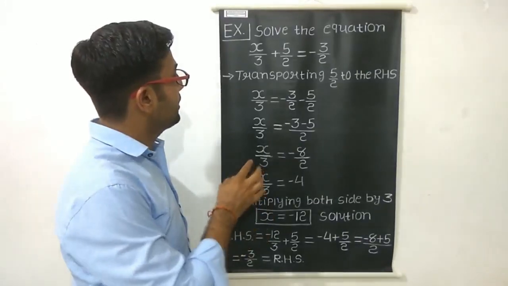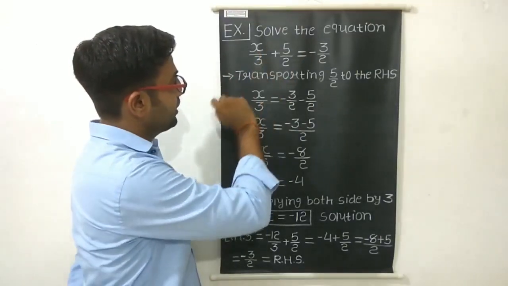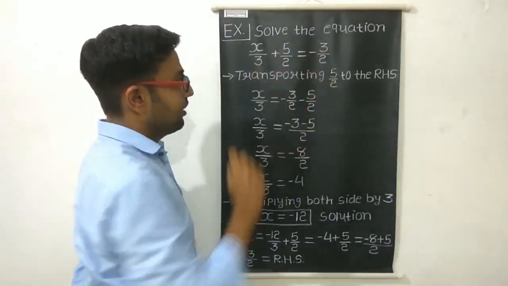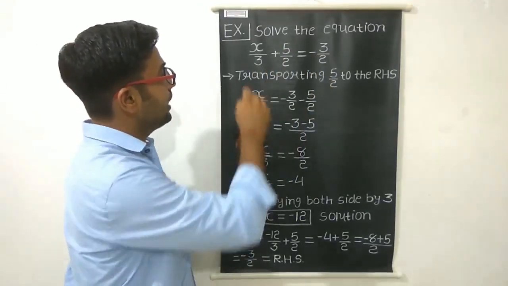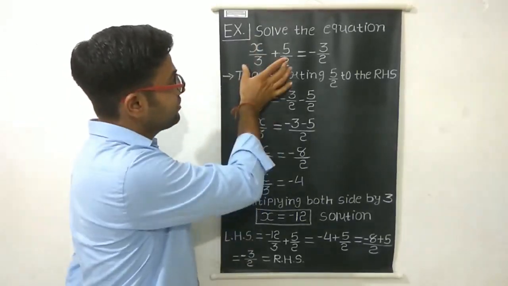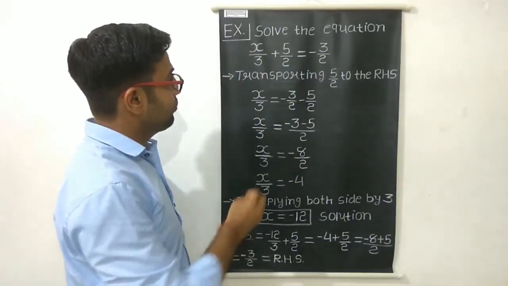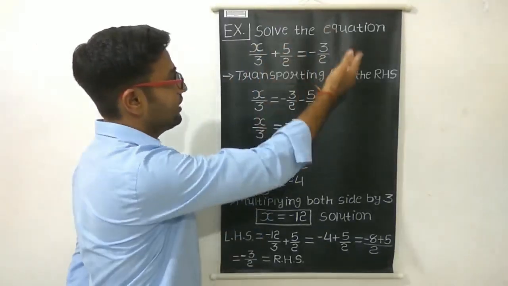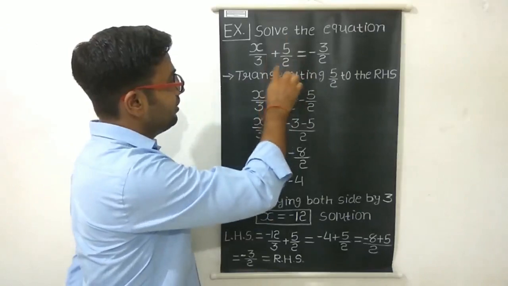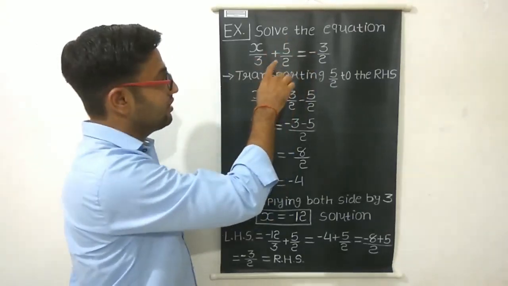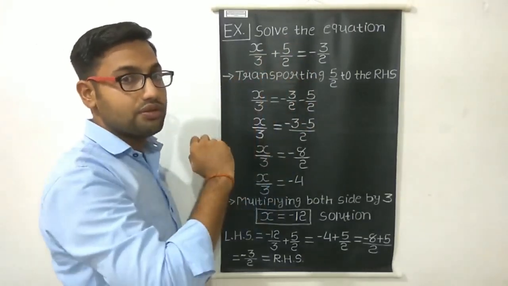So now we will study one of the examples, that is, solve the equation x upon 3 plus 5 upon 2 is equal to minus 3 upon 2. Right. So what we have to find out is the value of x such that the value of left hand side becomes equal to the value of the right hand side. So what we have to do, whenever there is minus 3 we add the plus 3 such that the total value becomes 0.